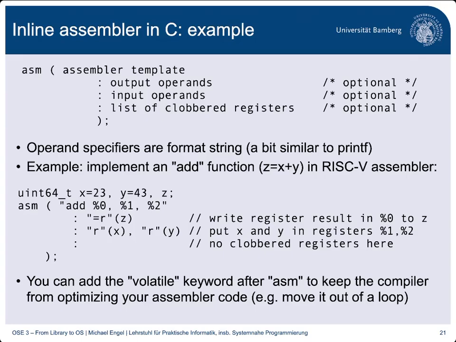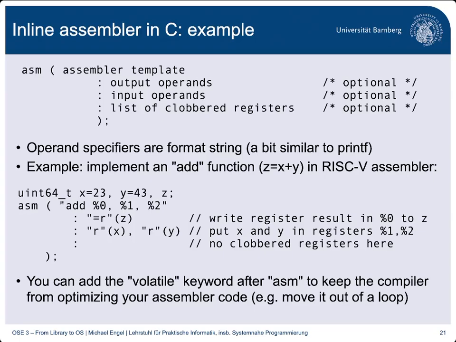So here's one example. The operand specifiers are a format string, which works a bit similar to printf strings. On the lower side of the slide, we have a bit of C code which uses inline assembler. We have three variables here: 64-bit unsigned integers, x equals 23, y equals 43, and a variable z, which should contain a return value. And now, of course, we could write z equals x plus y, and we want to do this in assembler.